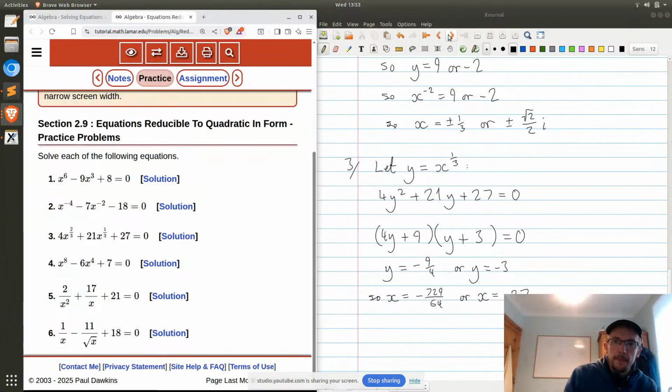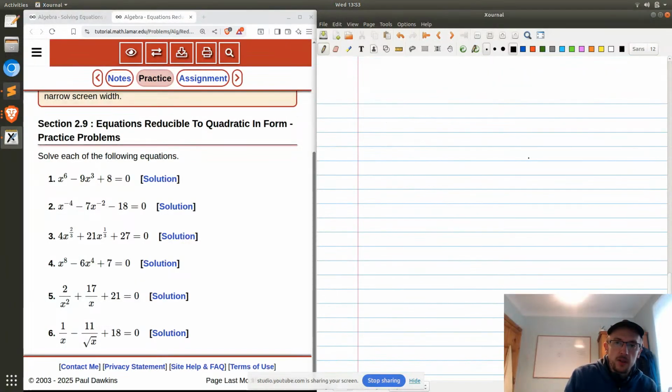Time to do more. You didn't think I was finished yet, did you? So let y equal x to the 4. Then it becomes the same as solving y squared take 6y plus 7 equals 0. And factorize.